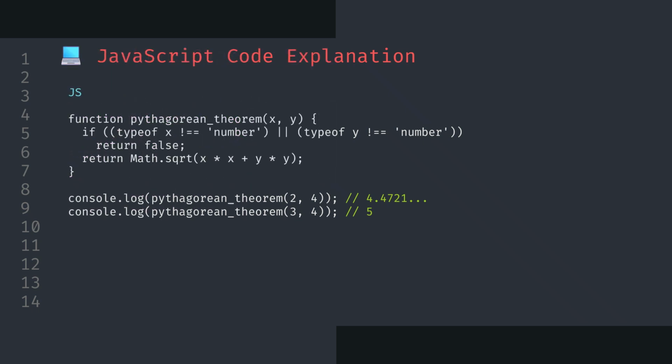Here's the full function to calculate the hypotenuse. We first check if both inputs are numbers, returning false if they're not. Then we square each leg, sum them, and take the square root using Math.sqrt. The result is the length of the hypotenuse as required by the theorem.